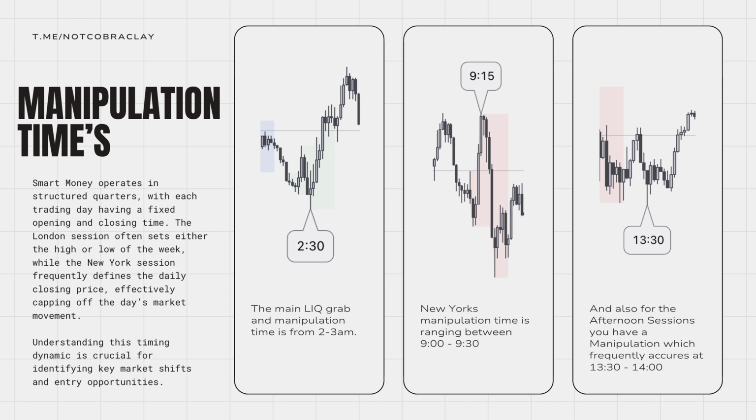So smart money operates in structured quarters. We may already know that, with each trading day having a fixed opening and closing time, and the London session often sets either the high or the low of the week or of the day, while the New York session frequently defines the daily closing price or the weekly closing price, effectively capping off the day's market movement. Understanding this timing dynamic is crucial for identifying key market shifts and entry opportunities.